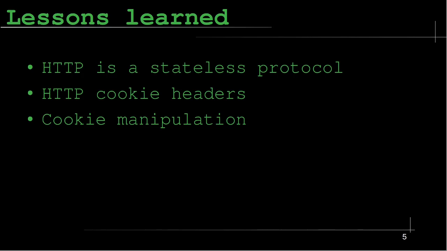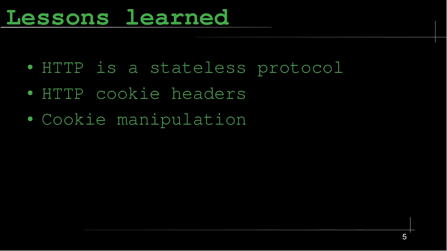Now that we have solved the challenge, let's summarize the main lessons learned. We have covered 3 topics related to web exploitation: HTTP, which is a stateless protocol, HTTP cookie headers, and lastly, cookie manipulation. HTTP is called a stateless protocol since each command is executed independently, without any knowledge of the commands that came before it. This means that the server does not store client-specific server state.